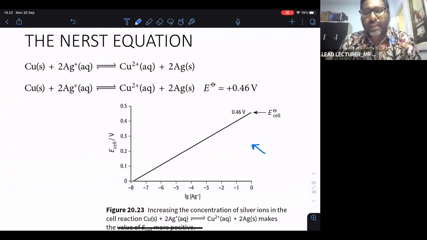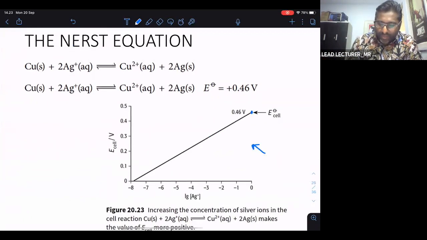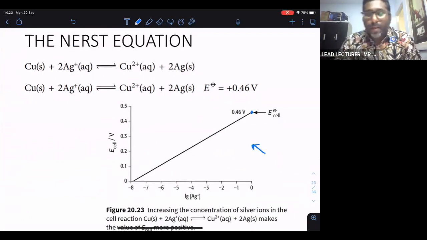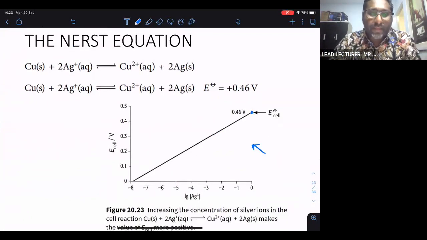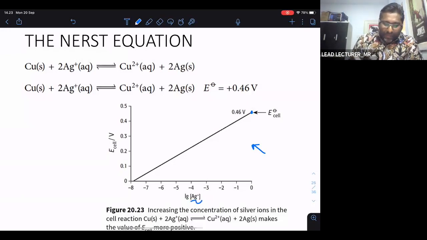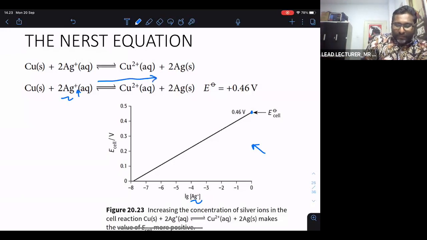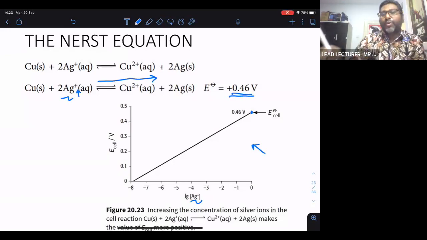This graph is just telling us that the E value under standard condition is 0.46. But if you tabulate the data and plot a graph, you can see that when the concentration of Ag plus increases, according to LCP, the system needs to decrease the Ag plus. So the position will go to the right. It means this E value is going to become more positive, right?